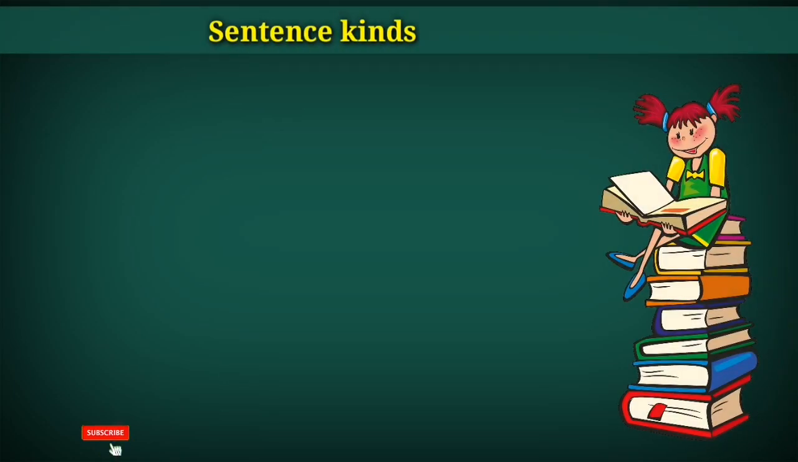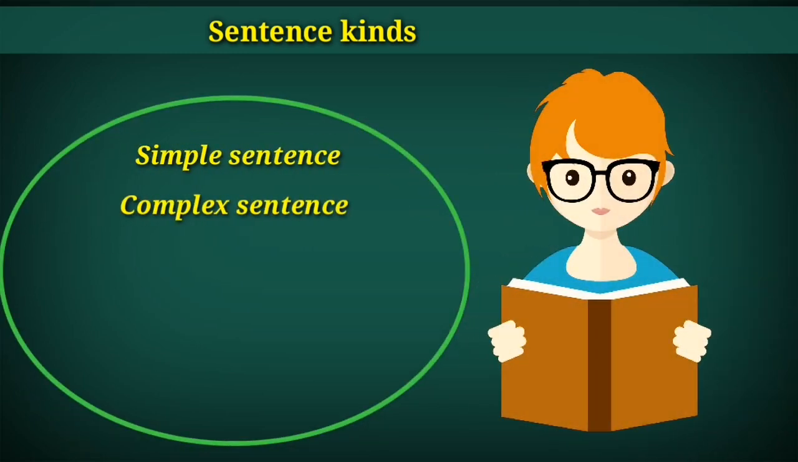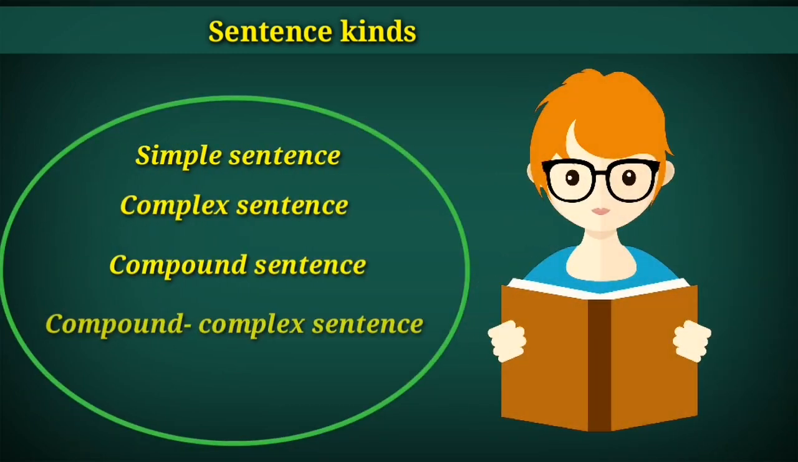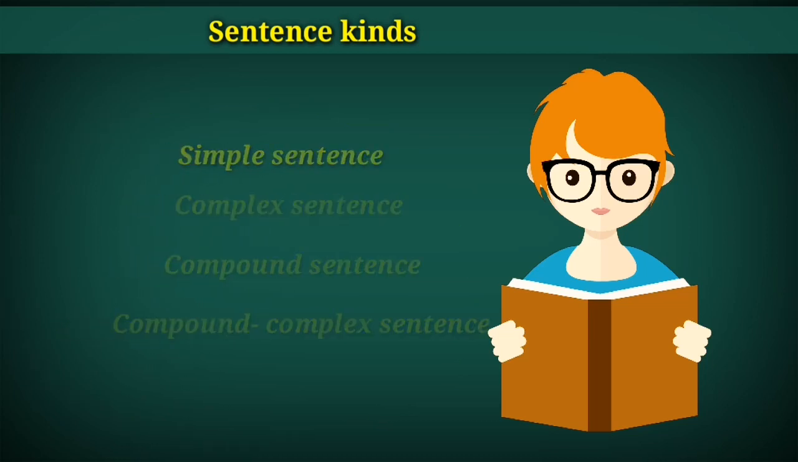In the English language, there are four sentence structures: simple sentence, complex sentence, compound sentence, and compound complex sentence. Learn these four structures of sentences to improve your writing and speaking skills. Before we go through these four sentence structures, there are some keywords you need to understand at first.